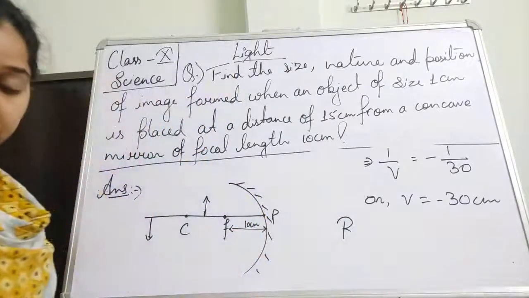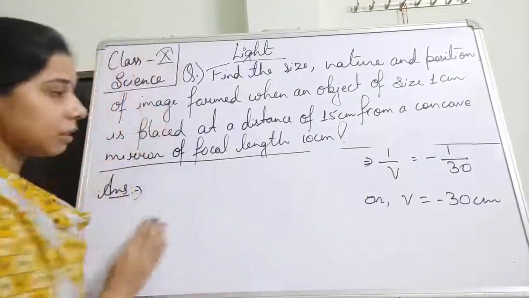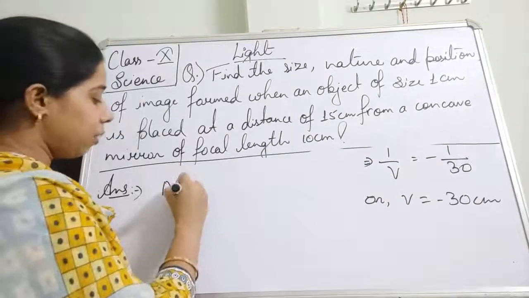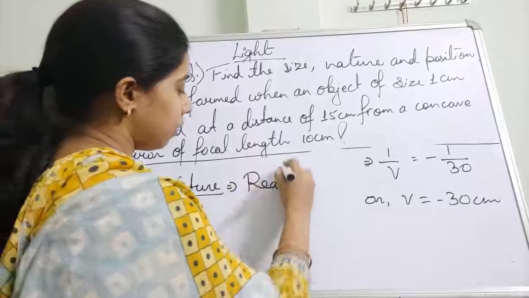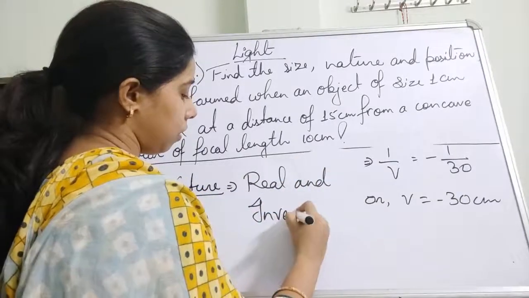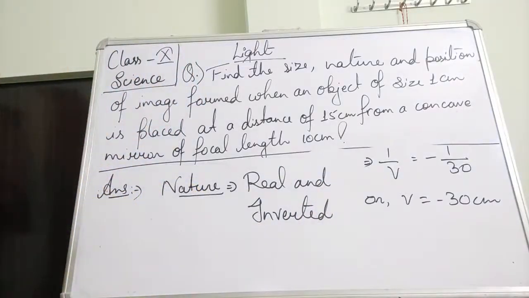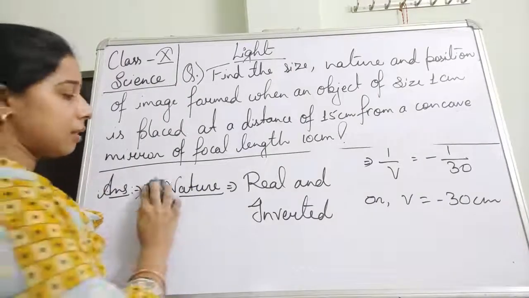So you will write here, this was the exact position, that is minus 30 centimeter is the exact position, and nature will be real and inverted image will be formed here. And finally, if we talk about the size, so let us see about the size, students.